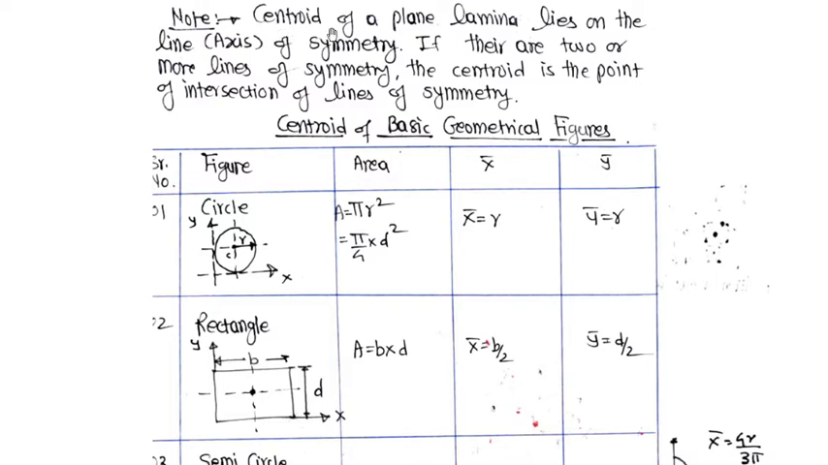The centroid of a plane lamina lies on the line of symmetry or axis of symmetry. If there are two or more lines of symmetry, the centroid is the point of intersection of the lines of symmetry. So, before solving a problem, you have to draw the line of symmetry, and then you can start the procedure. If there are two lines, then definitely the point of intersection of the two lines of symmetry will be the centroid. Now, let us discuss the centroid of basic geometrical figures.